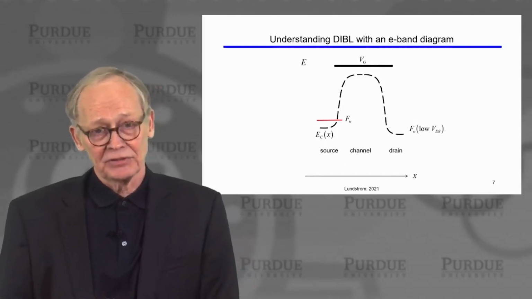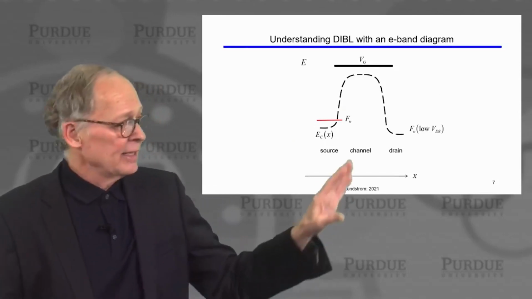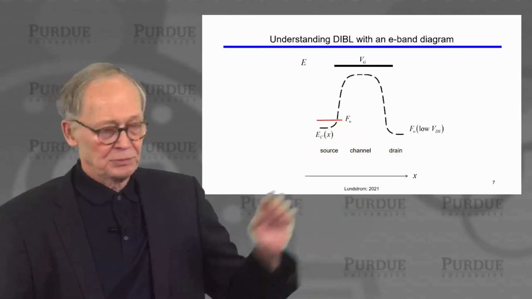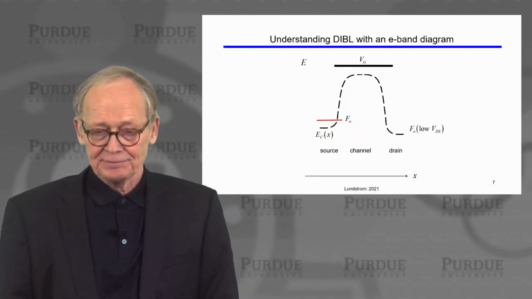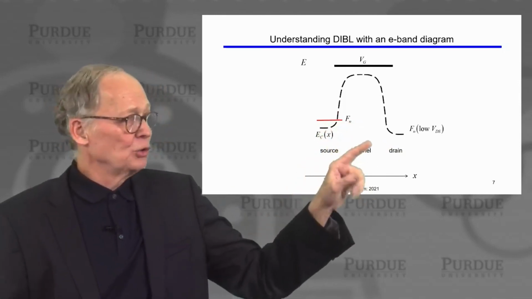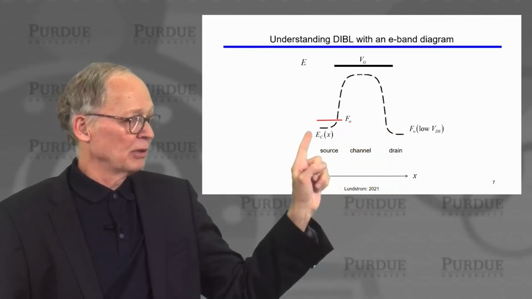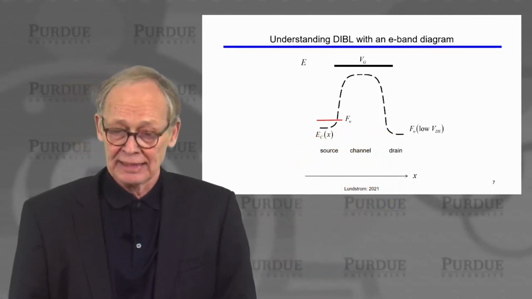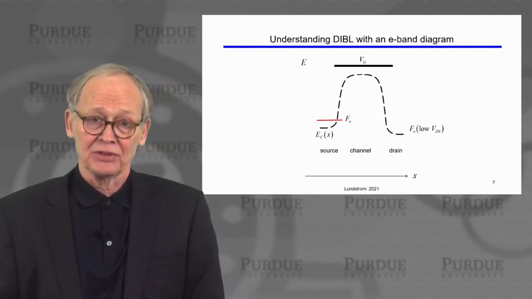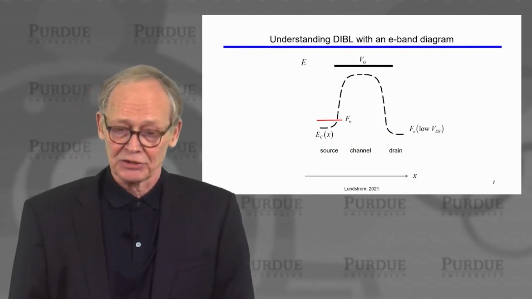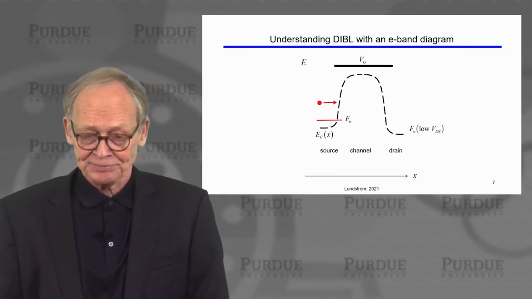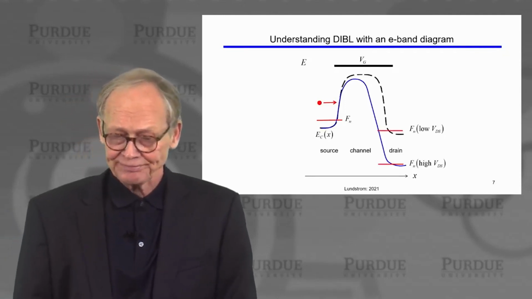So we can understand the physics by the energy band diagram. Here's the conduction band versus position at a low drain to source voltage. So the conduction band in the drain is just a little bit lower than the conduction band in the source. We have a big barrier. The device is off, or only leakage currents are flowing. We're below threshold, so no current can flow.